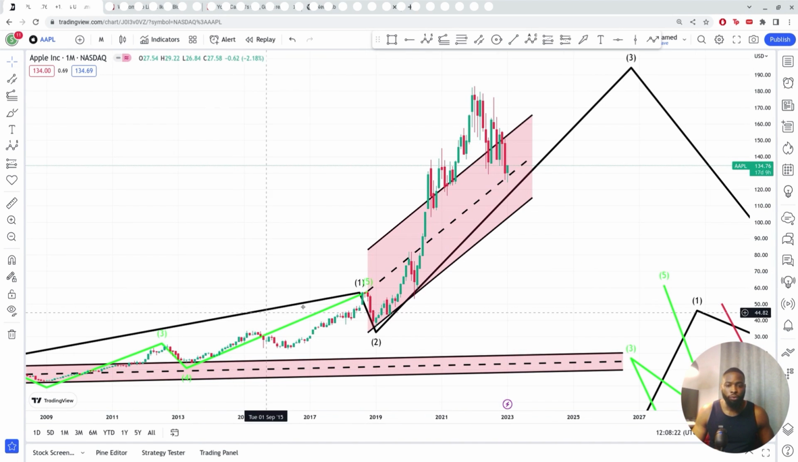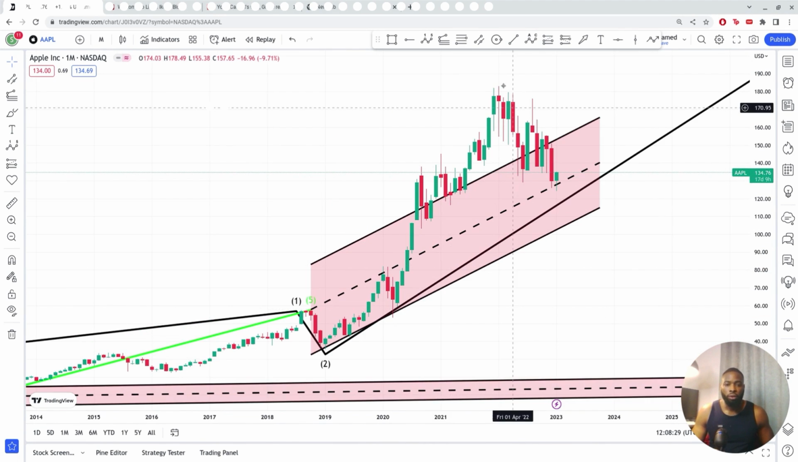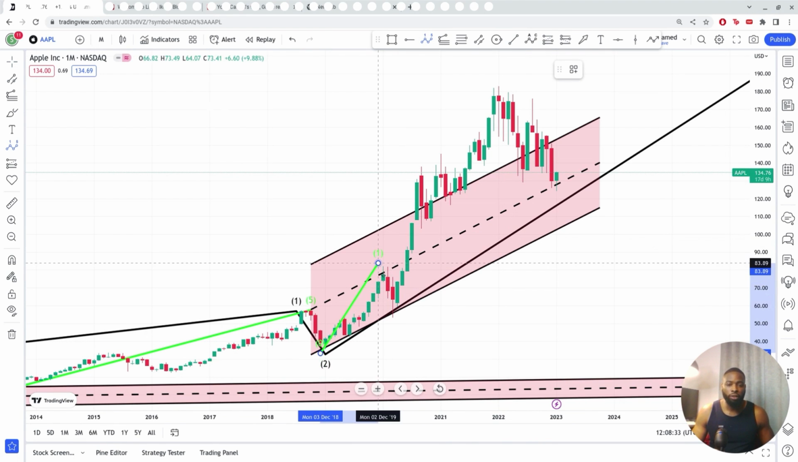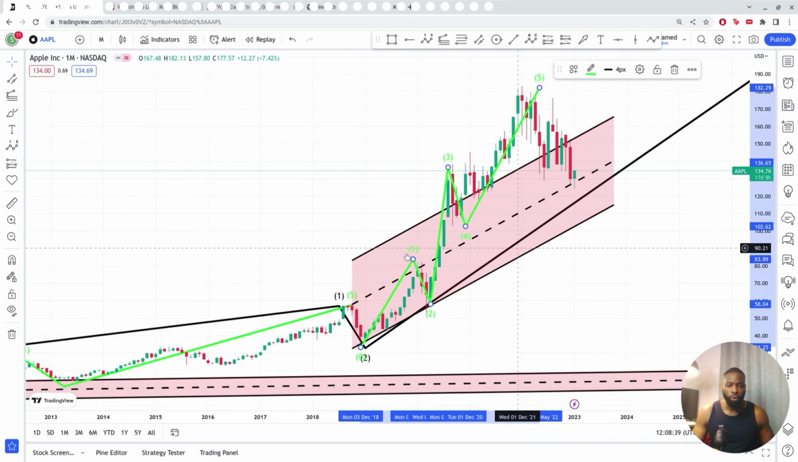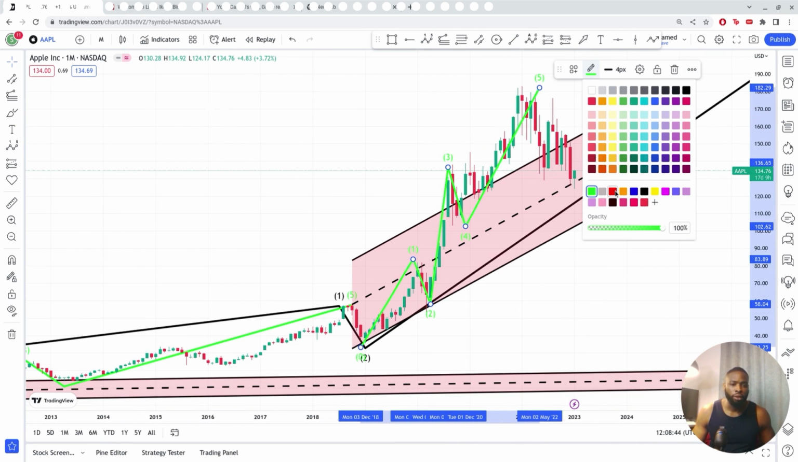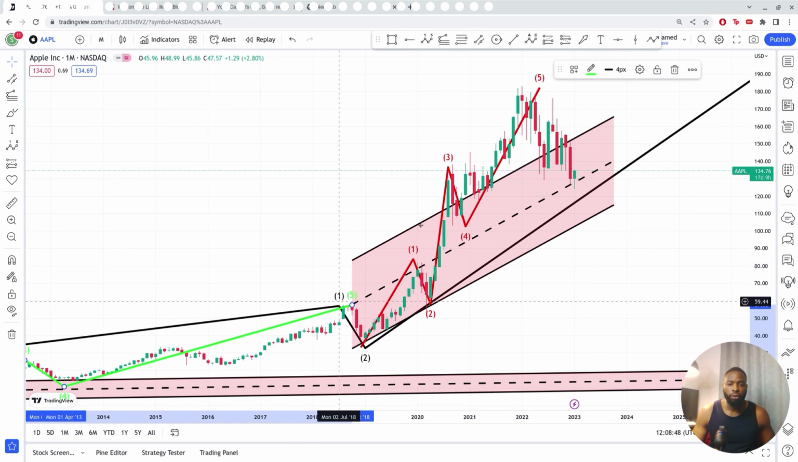So right now we've established this, the first wave, the second, we're currently on the third wave. The third wave is the 5-wave pattern. There's the first wave, second wave, third, fourth, and fifth wave. So I'm going to change the color of this to red. Put this as red as well.